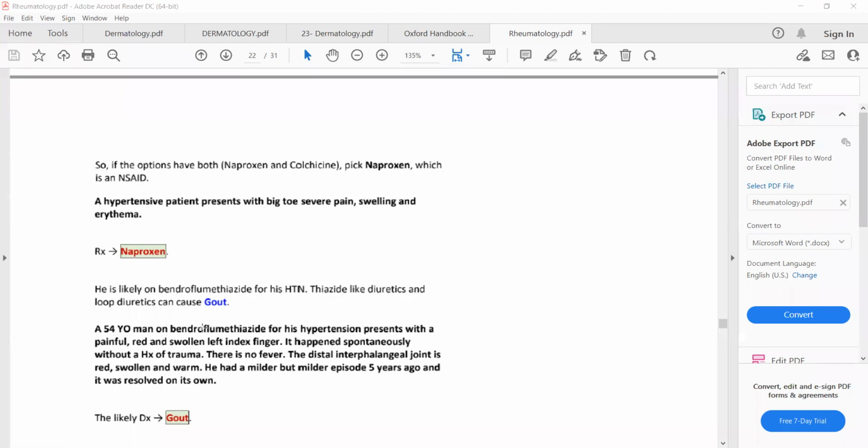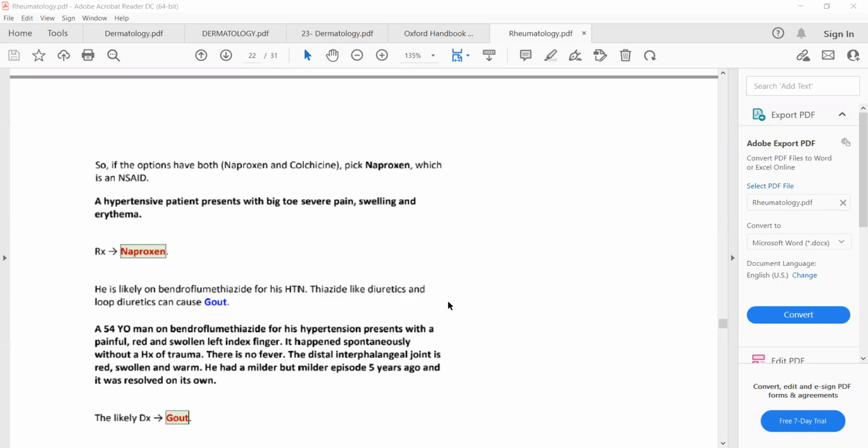Another example: a 54-year-old man on bendroflumethiazide for his hypertension presents with a painful, red and swollen left index finger. See, other joints can also be involved. A hypertensive patient who is on thiazide diuretics presents to us with a red and swollen index finger. Your diagnosis is straight away gout or gouty arthritis. It happened spontaneously without a history of trauma.